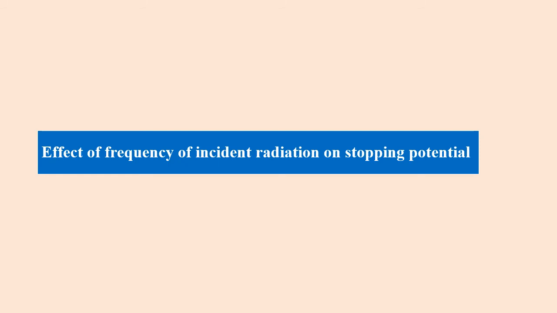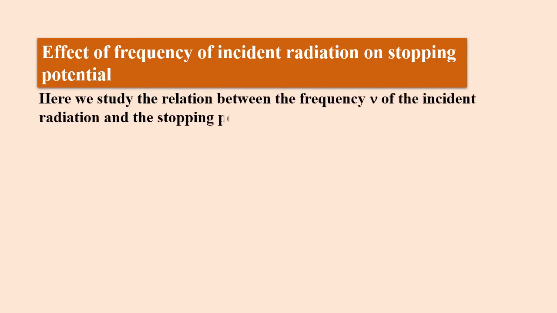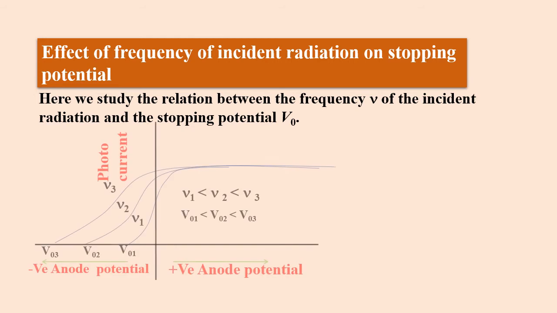Effect of frequency of incident radiation on stopping potential. That means how the variation of frequency takes place, how the potential is changing, and how the photocurrent varies. Here we study the relation between the frequency nu of the incident radiation and the stopping potential V naught. The graph will come like this. With different frequencies, you get different stopping potentials for the fixed intensity of light. The saturation current remains the same, but the stopping potentials vary.